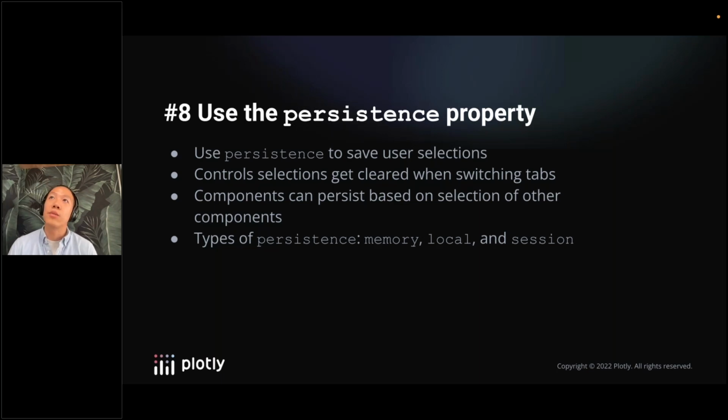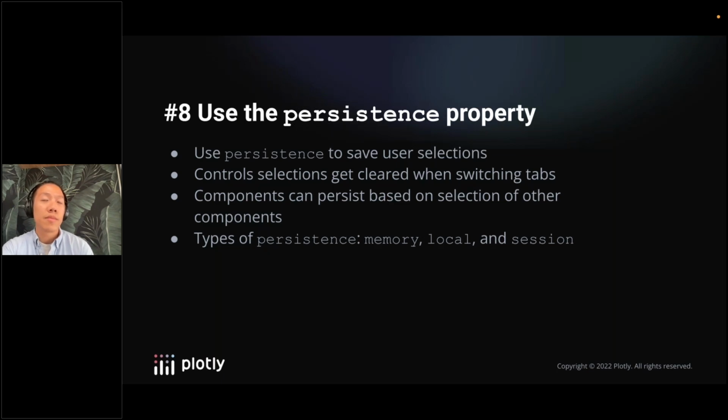Or maybe let's say you have an app with a tabbed layout using dcc.Tabs, and every time you switch back and forth between tabs, your inputs are getting cleared. That forces you to have to make all those selections again. The solution to this problem is the persistence property. All of our control components, dropdowns, radio buttons, text inputs, a whole lot more, they all come with a property called persistence. And all you have to do is set persistence equals true to activate this feature.